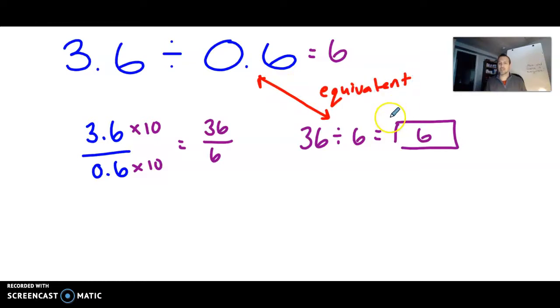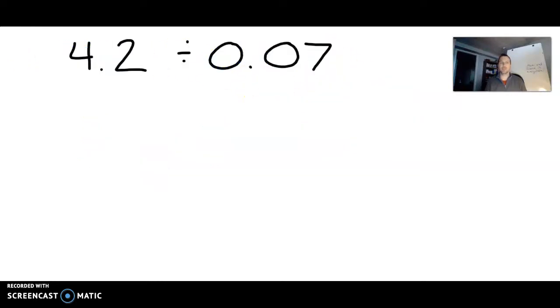You're going to get the same answer. Let's see, do we have another one? Our last one. Oh, this one doesn't look good. I notice that there's one place value in tenths, and this one is in hundredths. But don't worry, we can do the same thing.